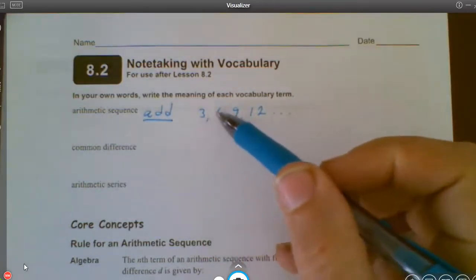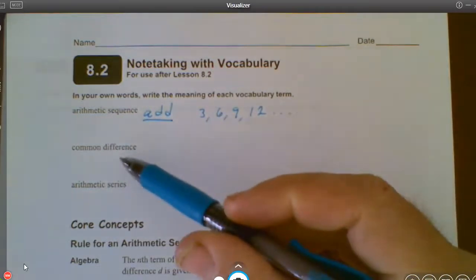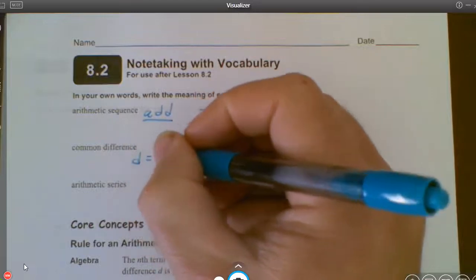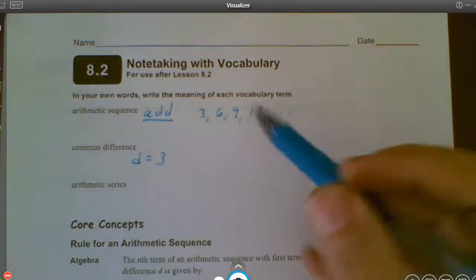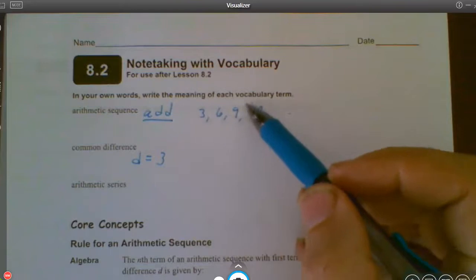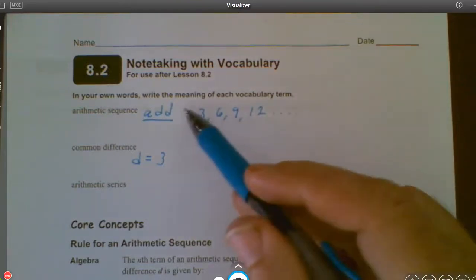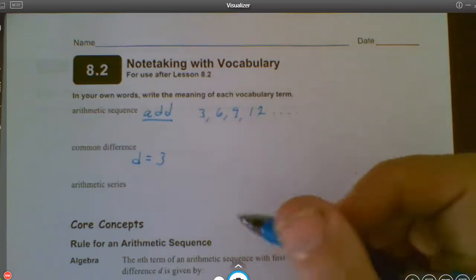The number that is being added is called the common difference. So for this example, we would say the common difference is 3, right? That's the number that's being added every time to get the next term. There are some that are a little challenging to figure out. This one is obviously really easy to see that I'm adding 3.